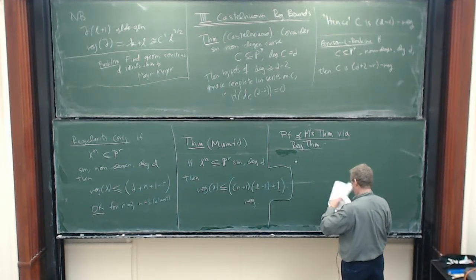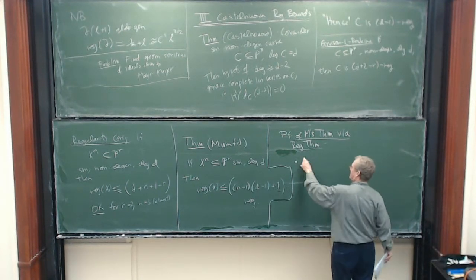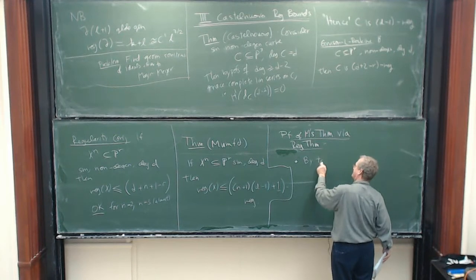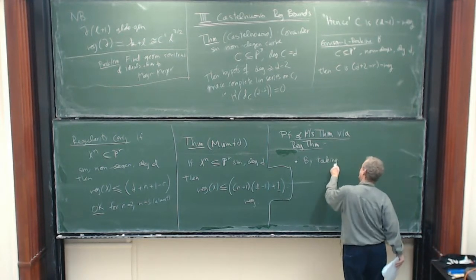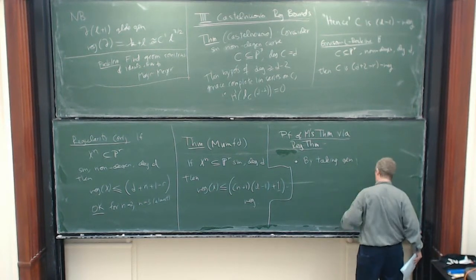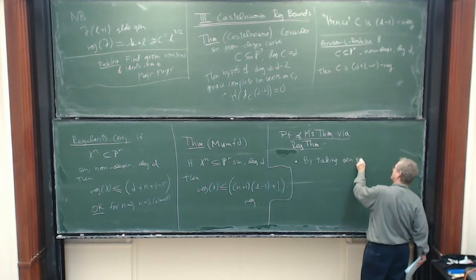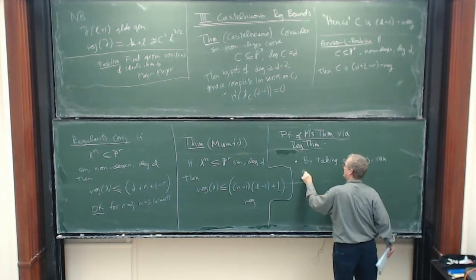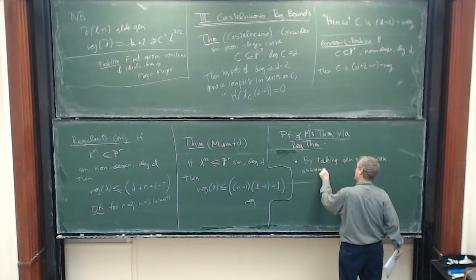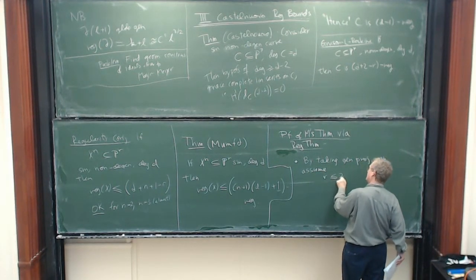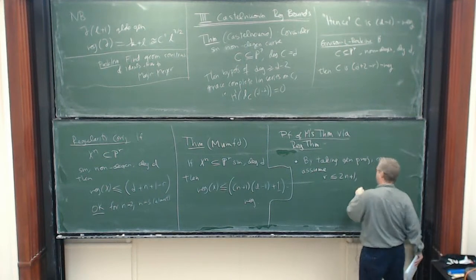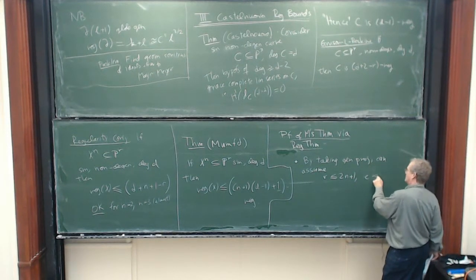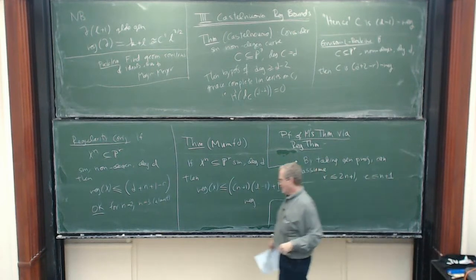So by taking a general projection, we can assume that R is at most 2n plus 1, and therefore E, the codimension, is at most n plus 1. And so why can you do this?